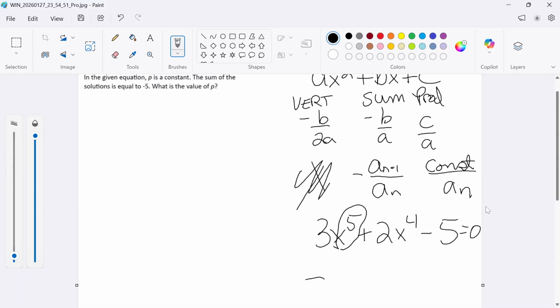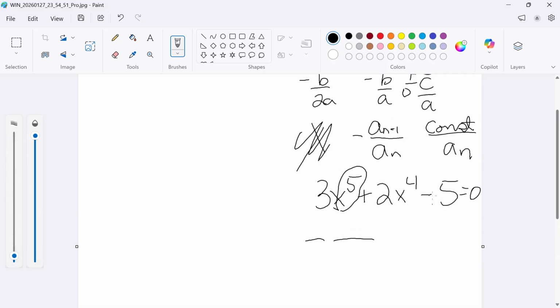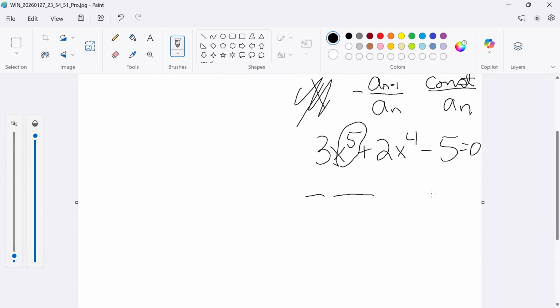Oh, by the way, for the product, it's plus or minus. If the highest power is even, it's plus. If the highest power is odd, it's minus. Forgot about that part. But anyway, this is the fifth power. I'm doing the sum first, so it's going to be negative. This plus or minus only goes for the product. I'll show you that in a second.